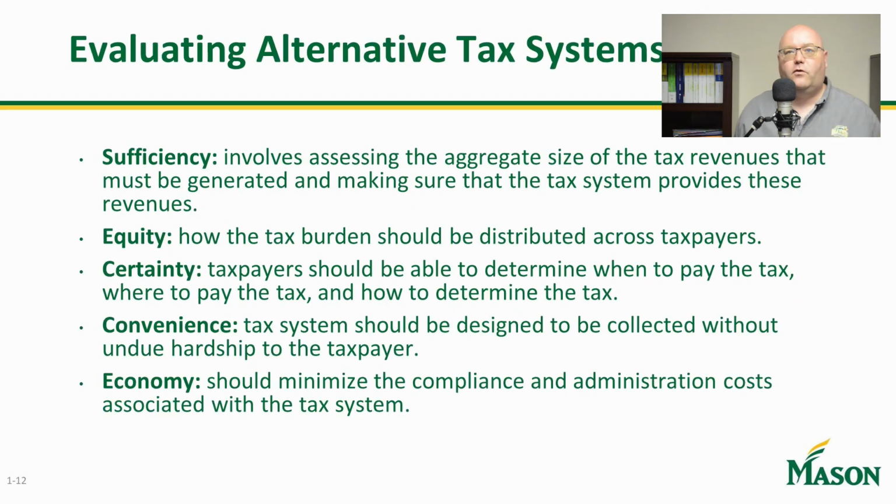Alternative methods for evaluating tax systems. You're going to talk about things in terms of sufficiency, equity, certainty, convenience, economy, and I think that's it. We'll see what they have in the other slide. But sufficiency involves assessing the aggregate size of the revenues that must be generated. So in other words, do we tax enough? Can we cover our bills?